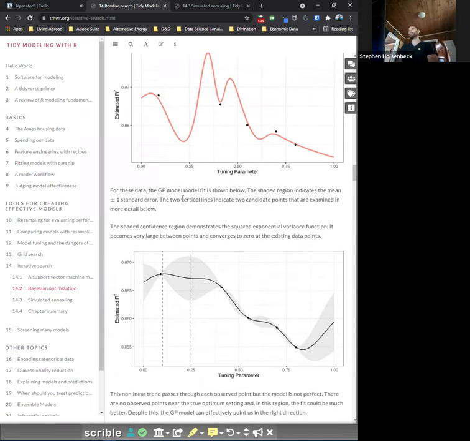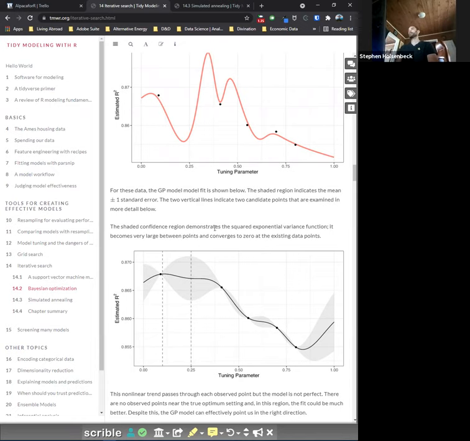For these data, the GP model fit is shown below. Shaded region indicates the mean, plus or minus one standard error. The two vertical lines indicate two candidate points that are examined in more detail below. So this would be the exploration value, and this would be the exploitation value because it's closer to the mean.